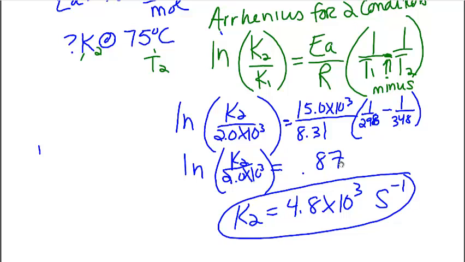When you plug and chug for these, there's a couple different ways to do this. When you get down to 0.87, one of the easiest ways is to do the e to the x on the other side in order to reduce it down, but you should get 4.8 times 10 to the third, again 1 over s, because it's a first order reaction. Remember, the key to remembering to use Arrhenius is that you've got the temperature values out there.